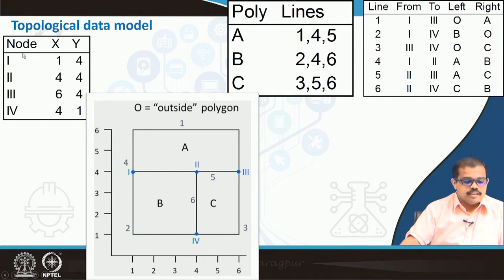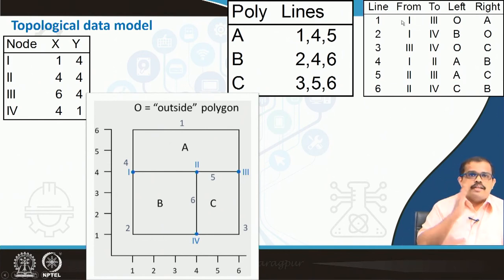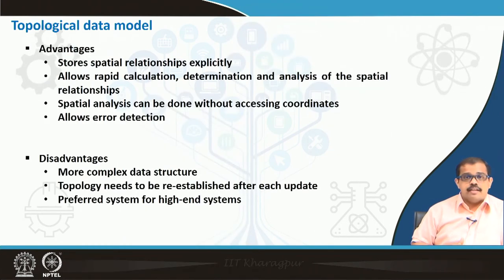So in topology, this is a point, this is a line, and this is a polygon. So point, line and polygon. A topological model always has topological data built into it. That is the biggest advantage of considering topological data.